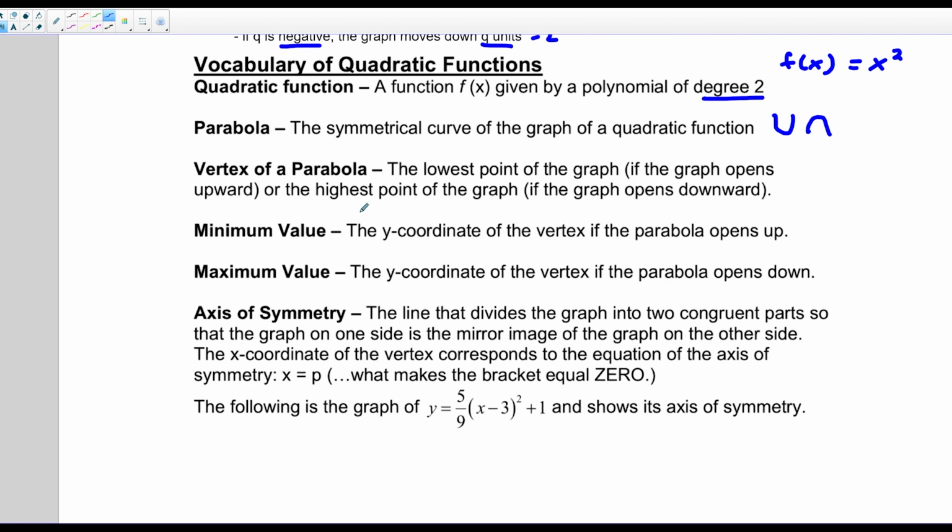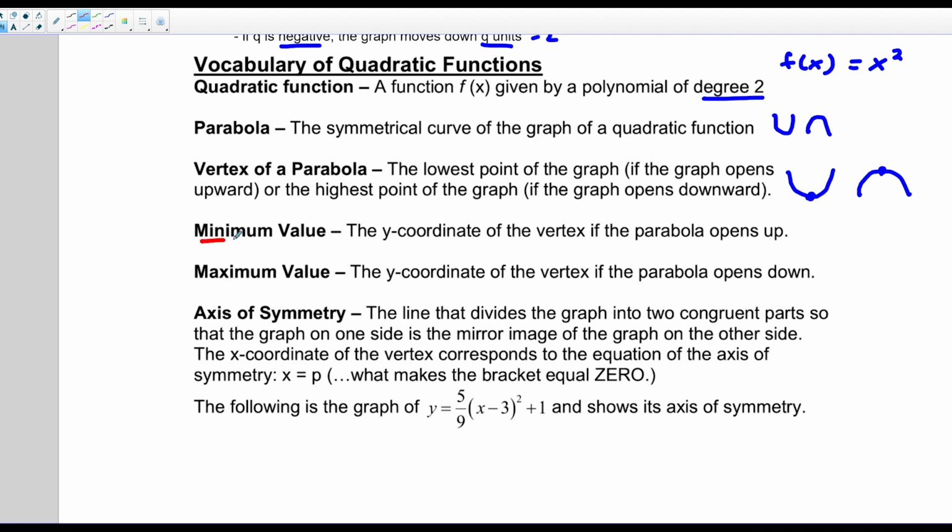For the vertex of a parabola, it's really just going to be your lowest point of your graph if it opens upwards. So if it looks like this, we've got a nice curve there, and your vertex is going to be right here. And then if it opens downwards, it's going to look something like this, and your vertex will be right there. So that vertex will be called different names depending on if it opens up or down, or if it's your minimum or maximum point.